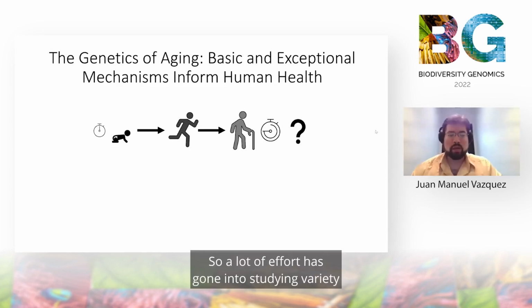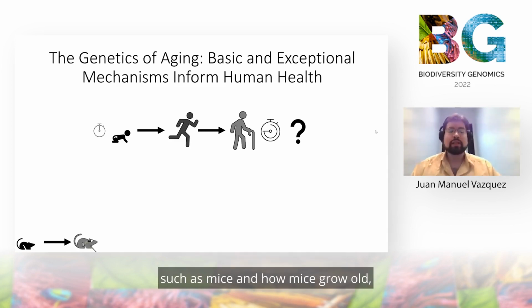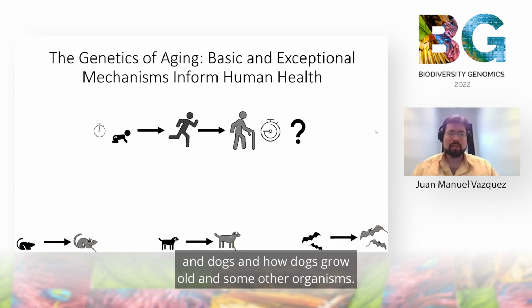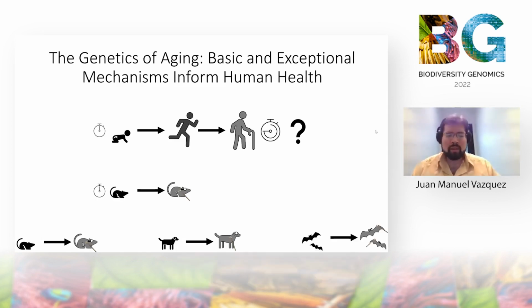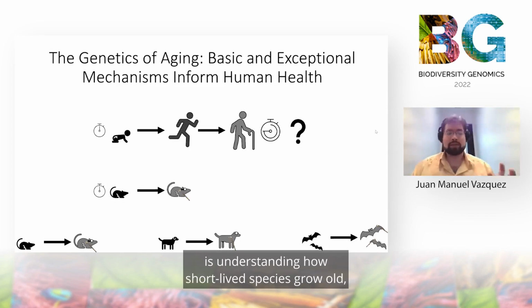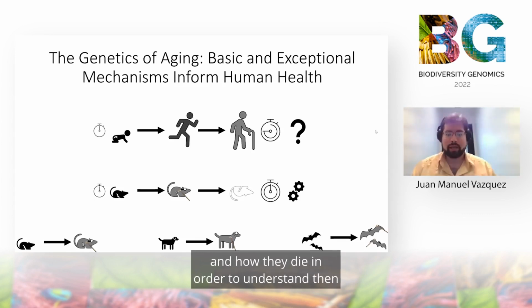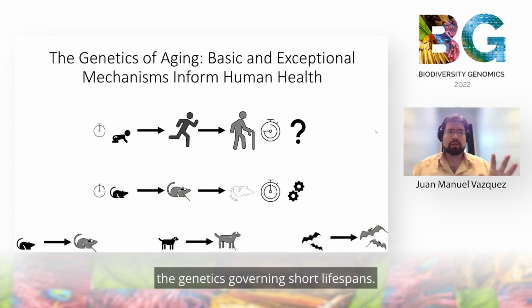So a lot of effort has gone into studying a variety of different species to study aging in humans, all these model organisms such as mice and how mice grow old, and dogs and how dogs grow old, and some other organisms. And so fundamentally what we've been doing then is understanding how short-lived species grow old and then the genetics underlying why they die and how they die in order to understand then the genetics governing short lifespans.